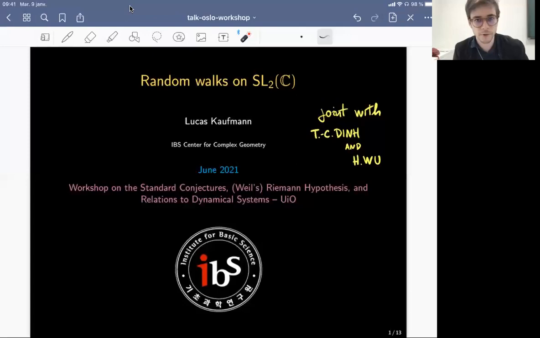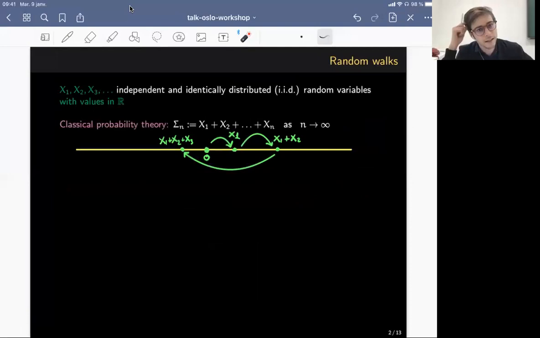Okay, so let's start with some basic, classical probability theory. In classical probability, we are usually interested in sequences of random variables that take values in the real line that are independent and identically distributed. This means that the outcome at step n is independent of what came before, and identically distributed means that at every step we have the same probability distribution. The usual name for this is IID.